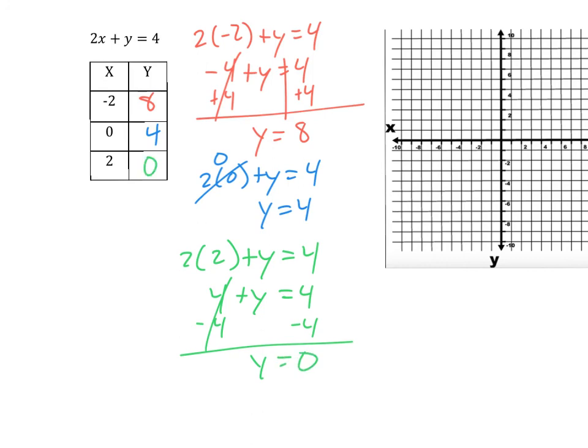All right, our final step then is just to plot these points. We go to -2 up 8. Like that, I think. And then 0, 4, and 2, 0. Okay, and that looks like a line. So we know that we did it right. All right, so graphing in standard form, you make a table, plug in your values for x, and then solve for y.